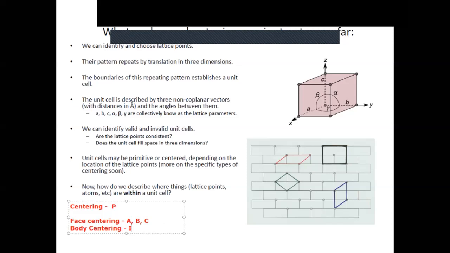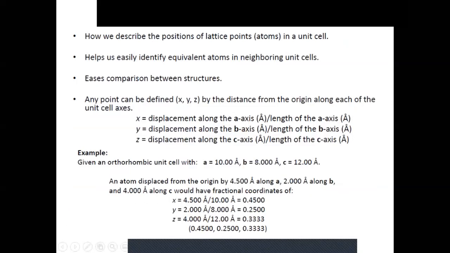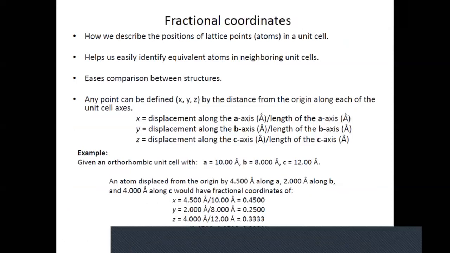Now what we're going to talk about today is how do we describe where things are within the unit cell. So we discussed yesterday how do we identify a unit cell, but now we want to know where things are located within a unit cell. And that's going to bring us to something called fractional coordinates. So fractional coordinates is how we describe where lattice points, which could be atoms, are in a unit cell. And this makes for easy comparison with structures.